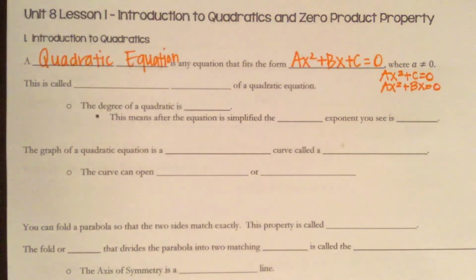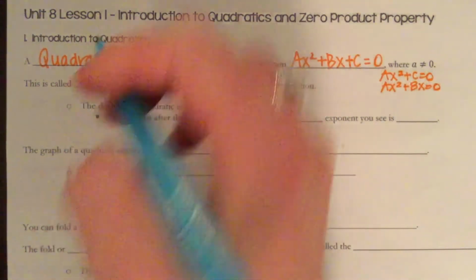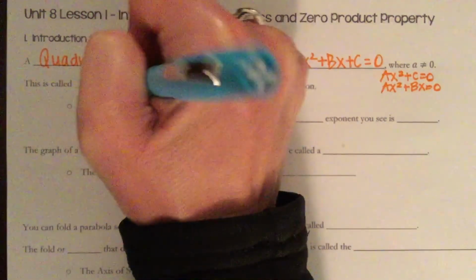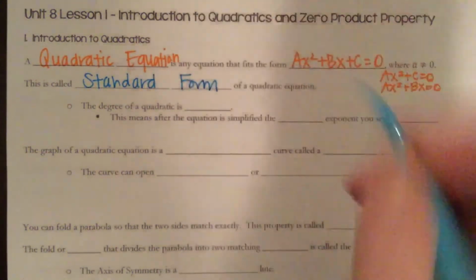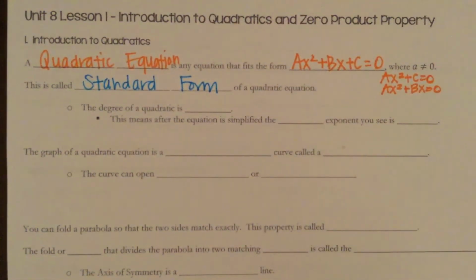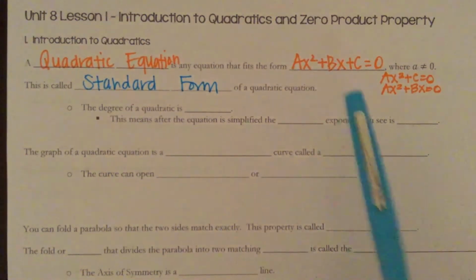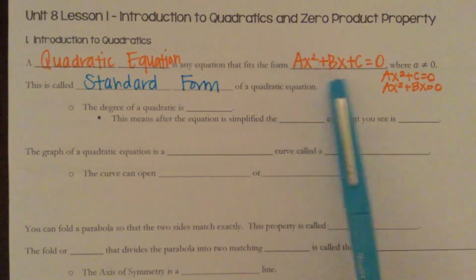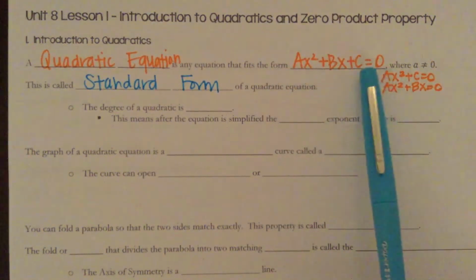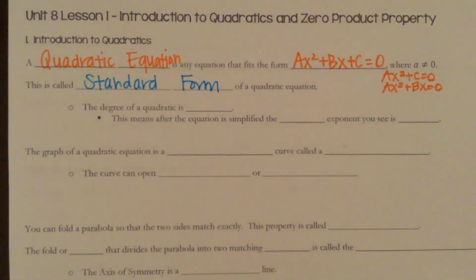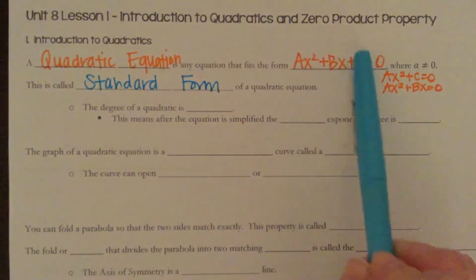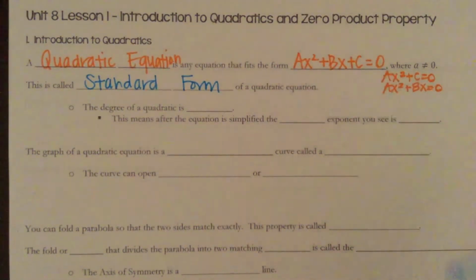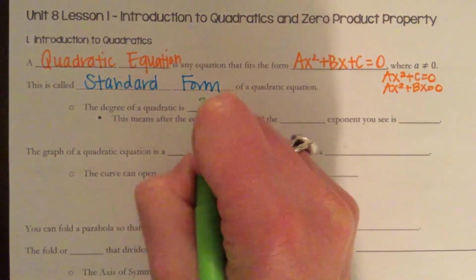As I mentioned just a second ago, this form is called standard form of a quadratic equation. So when we talked about linear functions previously, a linear function had a standard form, and so do quadratics. So this ax squared plus bx plus c equals 0 is standard form. All of our terms are on the same side, and we are equal to 0 on the other side. The degree of a quadratic equation is 2.